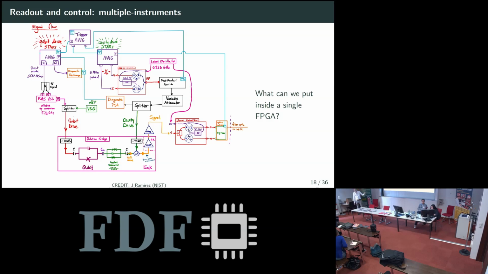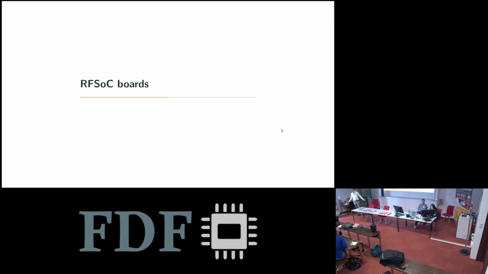And all of this system is problematic because it's complex, occupies a lot of space in a lab, and requires calibration, and it's obviously not scalable because this is for 1 qubit. For 100 qubits, it's unimaginable. For 1,000, even more. So what can we put inside an FPGA?